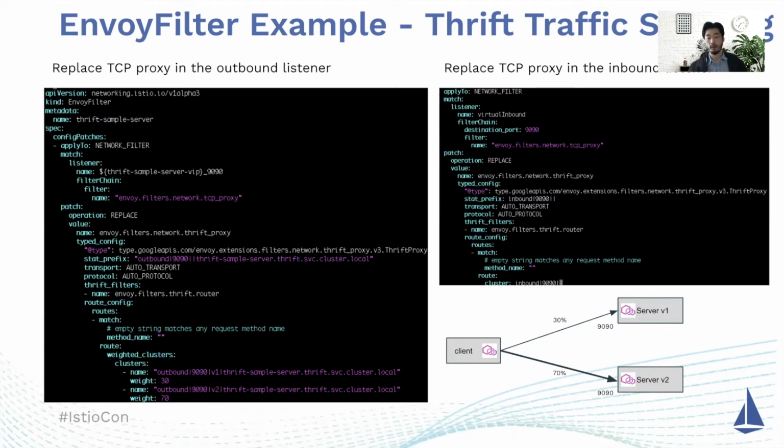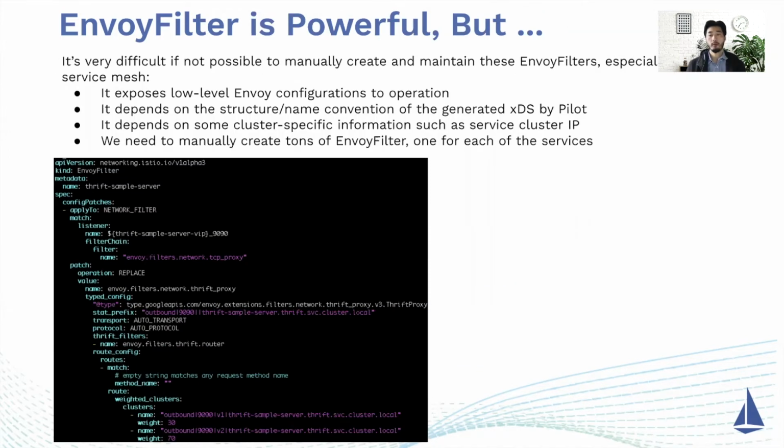Similarly, we also create another Envoy filter at the server side Envoy, which will replace the TCP proxy in the inbound listener. The inside structure of this Thrift proxy is simpler here because we don't need any routing policy or special configuration on the server side. So as you can see, we could use an Envoy filter that takes the output configuration of Istio to replace the default TCP proxy with our correctly configured Thrift proxy.